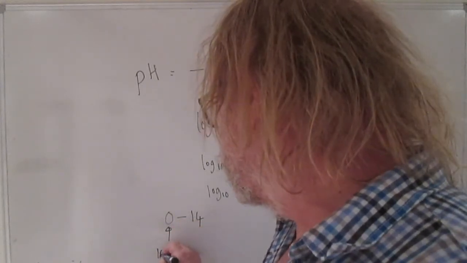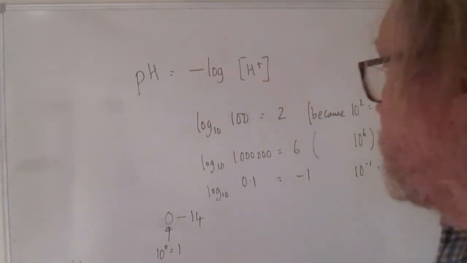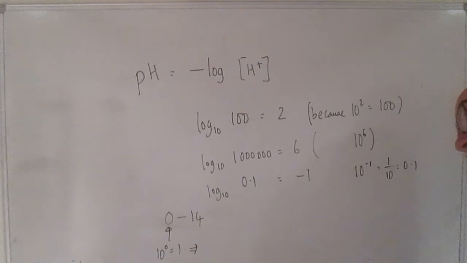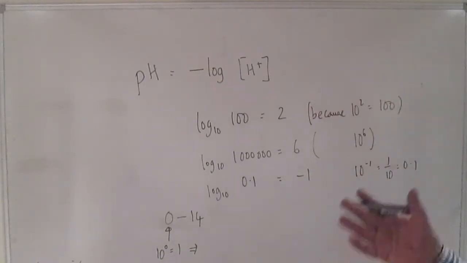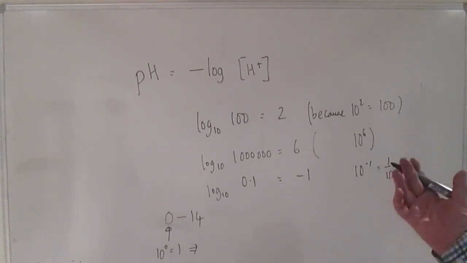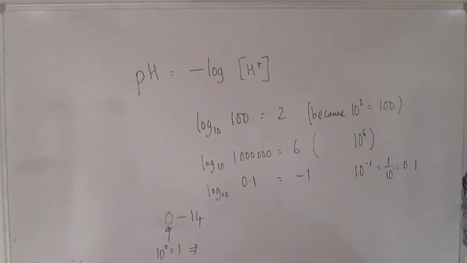10 to the 0 is equal to 1. In other words, the log of 1 is 0, and the log of 10 to the power 14 is 14. So that means that those numbers are 14 orders of magnitude apart. And what that gives you an idea of is that this pH scale is able to deal with hydrogen ion concentrations which are 14 orders of magnitude different. In other words, 100,000 billion times different.